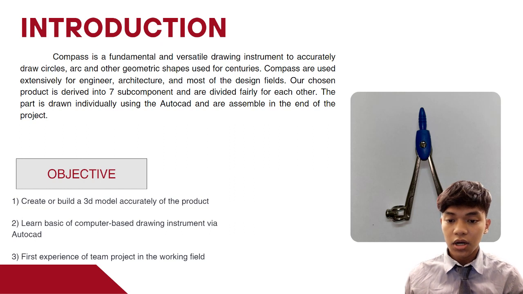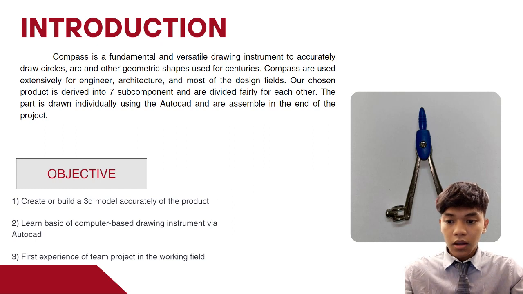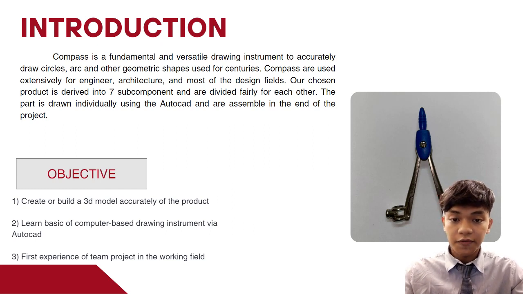Our chosen product is divided into 7 components, which are divided fairly among us. The parts are drawn individually using AutoCAD and are assembled at the end of the project. The objectives of this project are, one, to create and build an accurate 3D model of the product, and two, to learn the basics of AutoCAD computer-based drawing. We also gain our first experience of team projects in the working field.